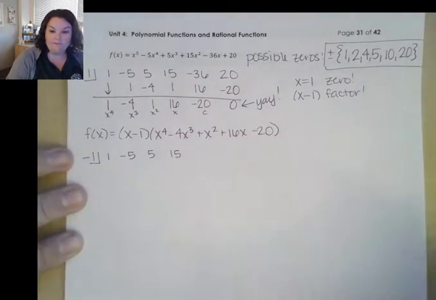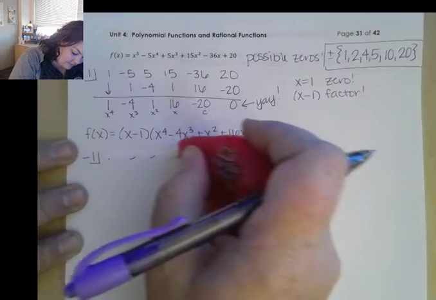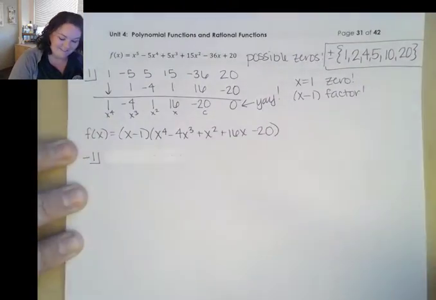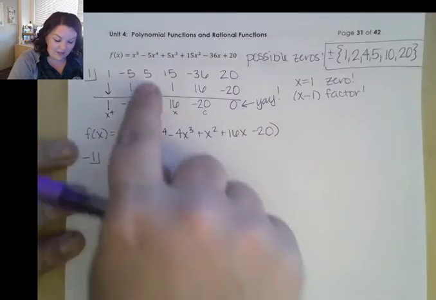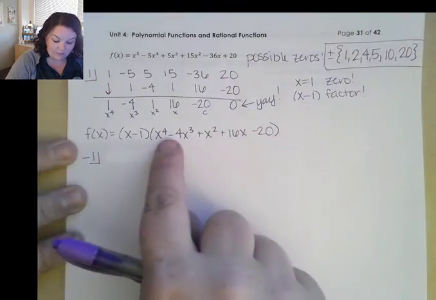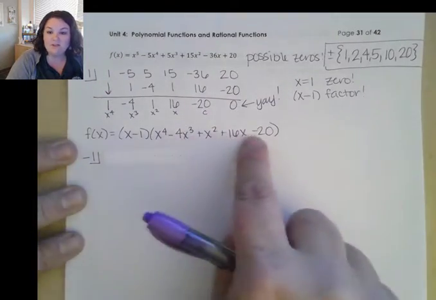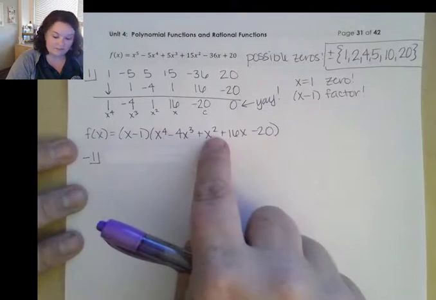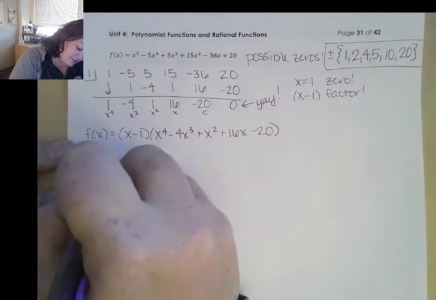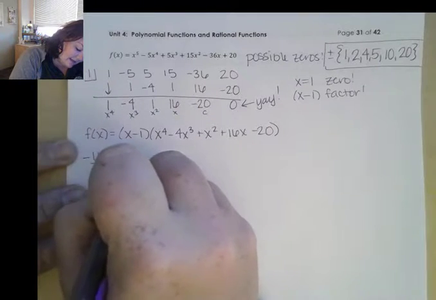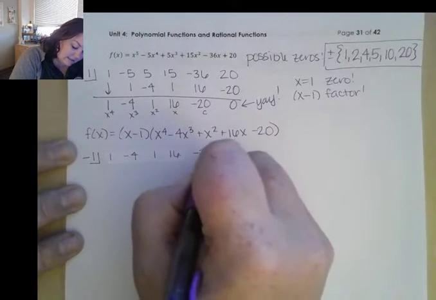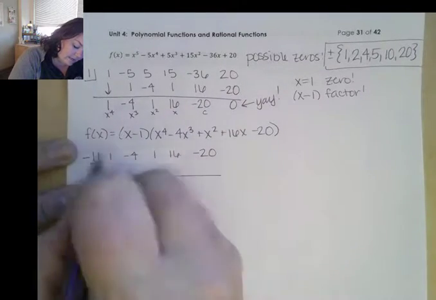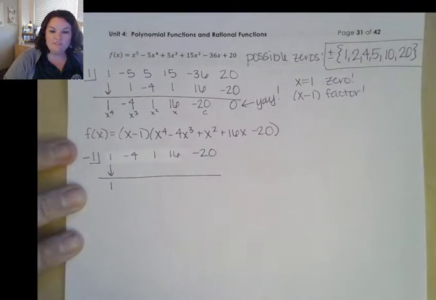Oh, no. I'm messing up. Okay, I want to further break down this piece. So I'm not going to use the original numbers. I want to use these numbers of this polynomial that I need to further factor. So this leading coefficient is a 1, and then a -4, and then a 1, and then a 16, and a -20. So I bring down my first number, which is a 1.